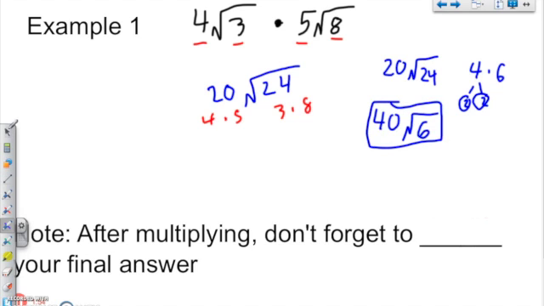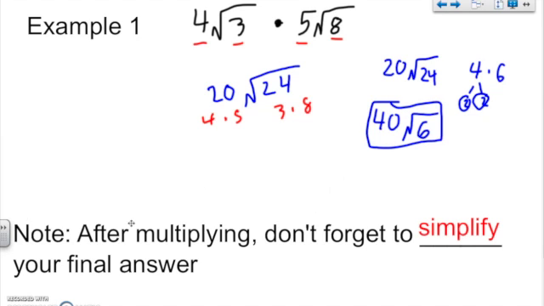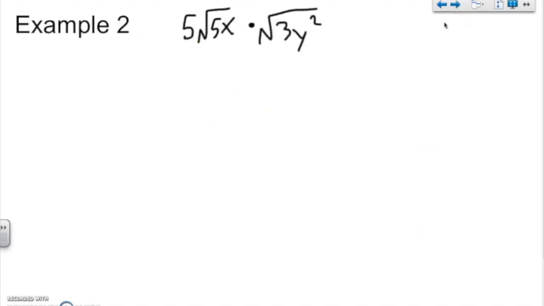It is important when we are doing these multiplication problems that after multiplying we don't forget to simplify our final answer. So this was a pretty easy example. Let's go ahead and look at another example. Now you will notice in your notes that it has 5 square roots of 5x plus the square root of 3y squared, but it would be silly to have an addition problem in our examples when we're trying to do multiplication. So go ahead and change that plus sign into the multiplication sign like I have right here. I'll give you guys a second to do that.